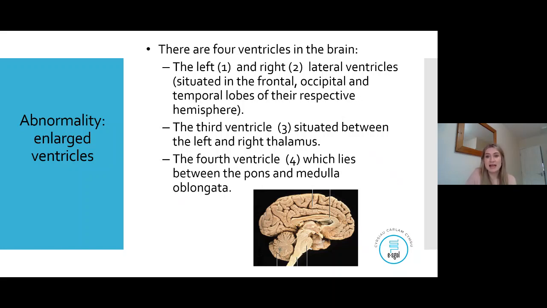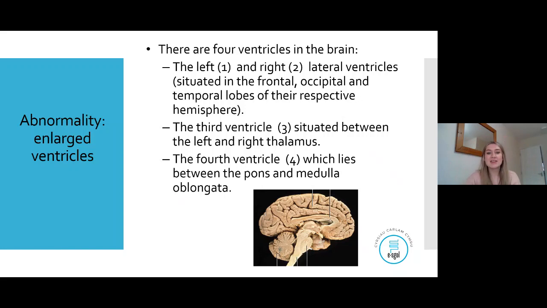The left and the right lateral ventricles are, and I'm hoping you can see my mouse on the screen, this gap here underneath this structure here, which connects the 2 hemispheres together. So this gap here, that is your lateral ventricle. Now, 1 and 2 are your lateral ventricles because you have one on either hemisphere. So you have a lateral ventricle this side and a lateral ventricle this side, hence why it's 2, okay?